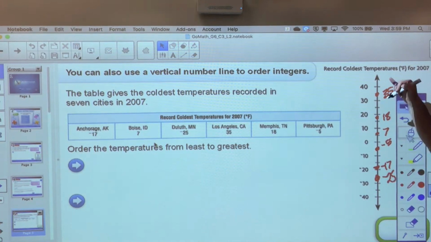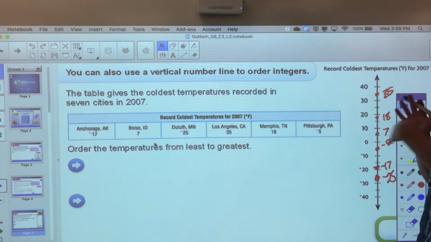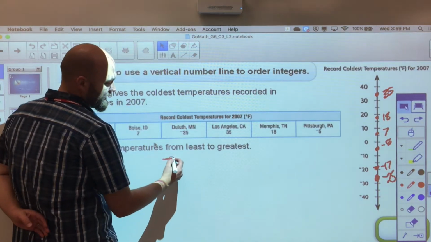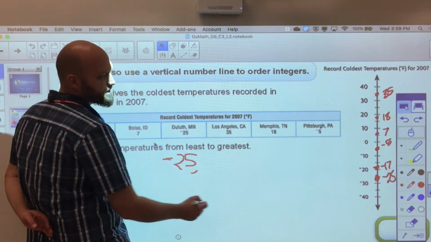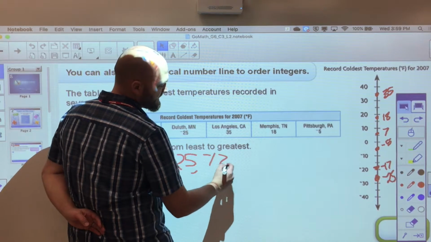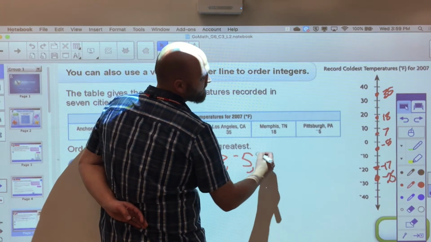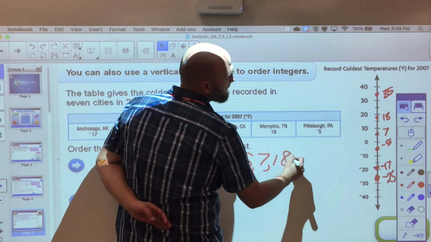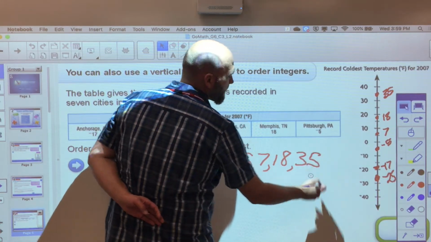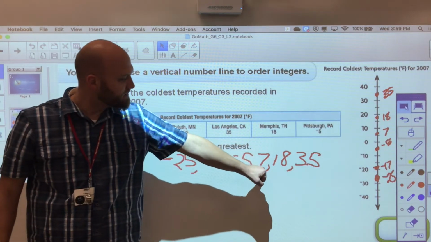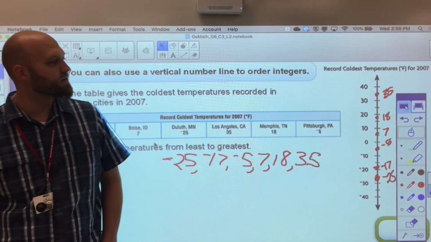So now I see all of them in order, whether I'm using a vertical number line or a horizontal number line. I'm going to go from least to greatest. And when I order these from least to greatest, I can see that -25 is the least, followed by -17, followed by -5, +7, +18, and +35. So again, -25, -17, -5, +7, +18, and +35.